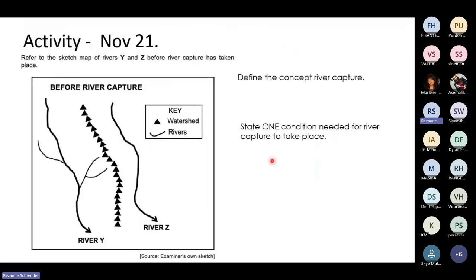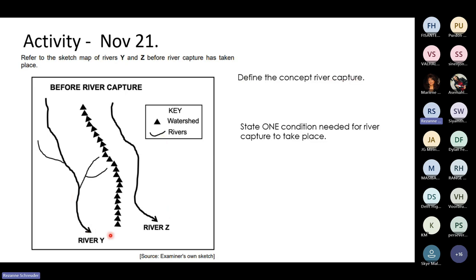Right, this is an activity that we can quickly do together. It's a question that comes from November 2021. So they ask us to refer to the sketch map of rivers Y and Z before river capture has taken place. So now you have to know your term river capture. So immediately you have to figure out, hang on, there's river Y, there's river Z. The key shows us that this long line of triangles indicates a watershed, and my black lines over here indicate the rivers. So then they ask us to define the concept river capture.